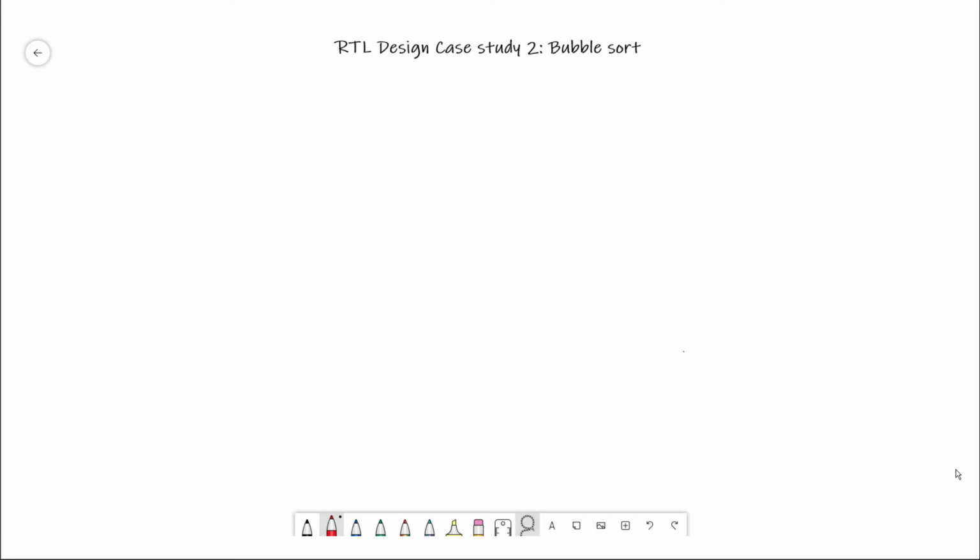Hello everybody. Today we will continue with RTL design, and we'll take a more sophisticated problem so that we can understand how to divide operations and how to divide algorithms into smaller steps and create a data path and control path according to it. So the problem we are taking is a bubble sort.